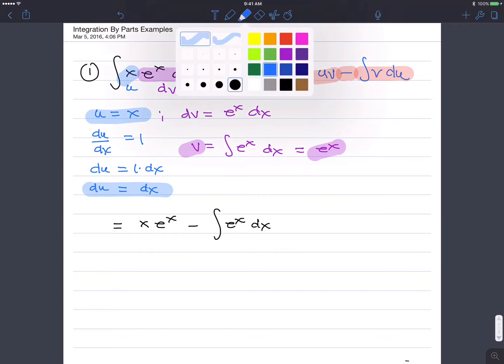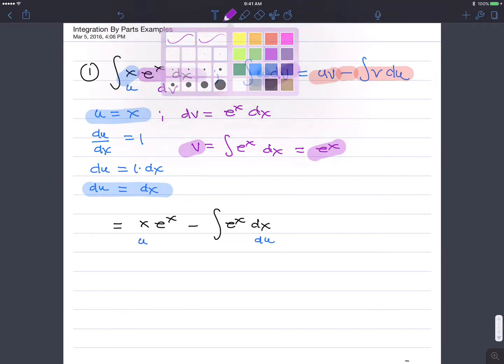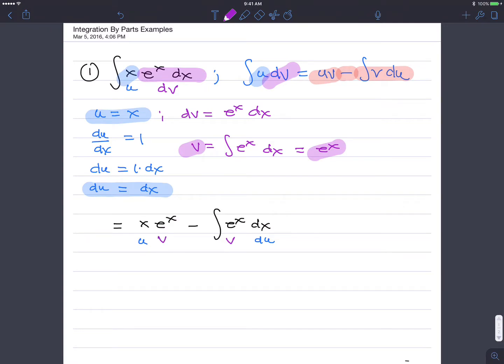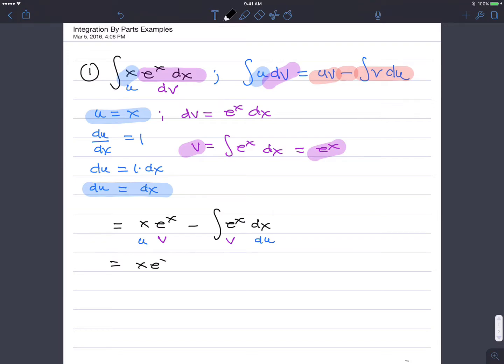Again, I'm using what you see over here. Here's my u, and here's my du. v is e to the x. This is of the form uv minus integral v du. Now, we're going to be going through examples with problems like this. We're not done. However, we just now have to integrate what we see here. This is x e to the x minus e to the x plus c. This is an example that we're doing in integration by parts. These are the extra examples I'm going to put up for us.